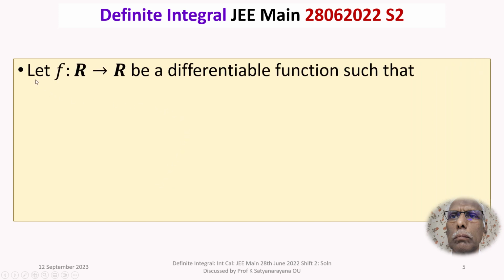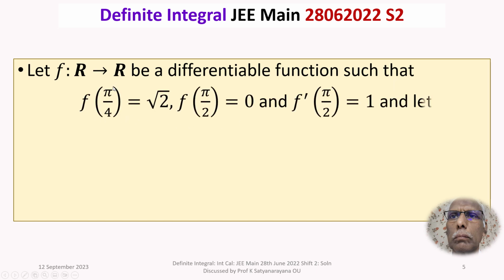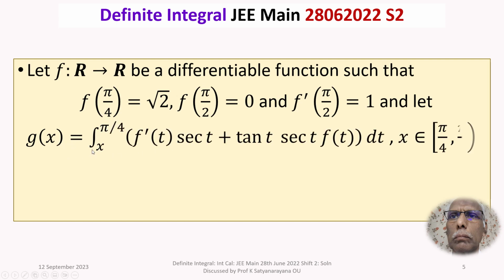The given question is: let f be a function from the set of real numbers into itself, and f is given to be a differentiable function such that f of pi by 4 is equal to root 2, f at pi by 2 is 0, f prime at pi by 2 is 1, and let g of x be equal to the integral from x to pi by 4 of f prime t into secant t plus tan t into secant t into the function f of t, bracket close, with respect to t, where x belongs to the semi-closed interval pi by 4 to pi by 2, closed at pi by 4 end and open at pi by 2 end.